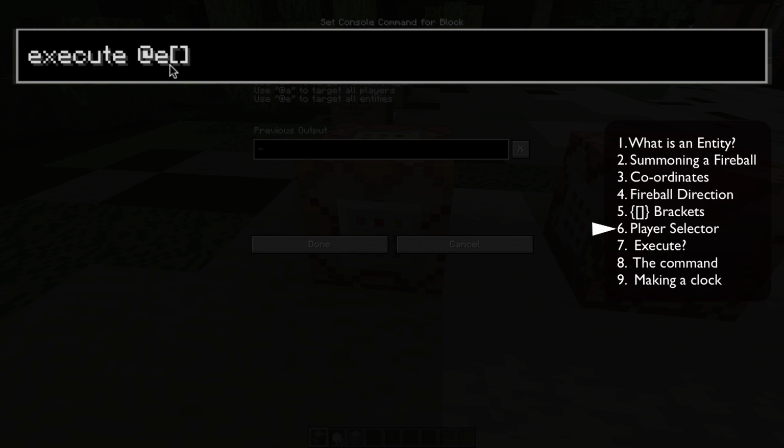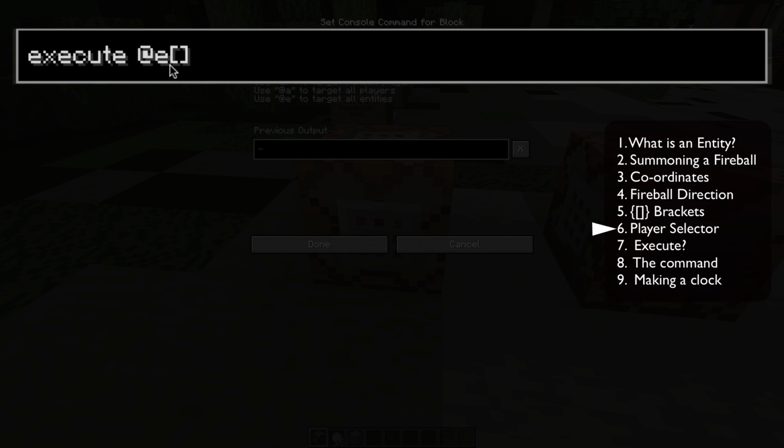Now, when we say at E, if I were to run this command, it will actually execute at every single entity on this map, which is not what we want. We want to narrow it down to a specific entity. So this is where we use the square brackets.